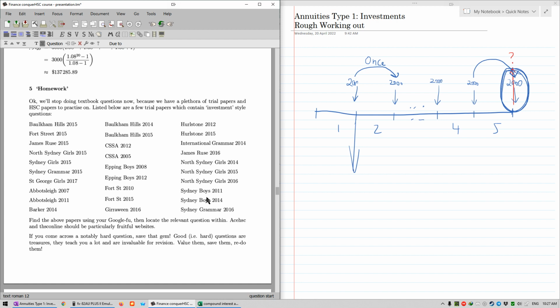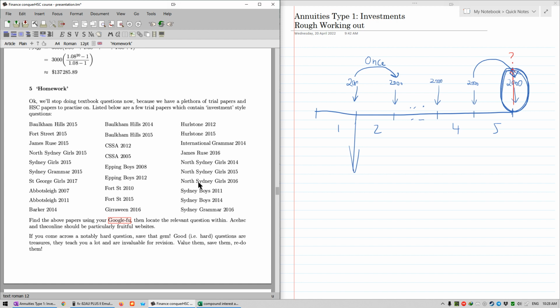All of these papers, they're trial papers, year 12 yearly exam papers, HSC trial papers, and they all have investment style questions which you can learn from. So find them using Google Fu, ConquerHSC, Google Fu, get it? Look at the relevant question, give it a go. They should have worked solutions at the end for you to mark from. If you don't get it, ask on Discord.